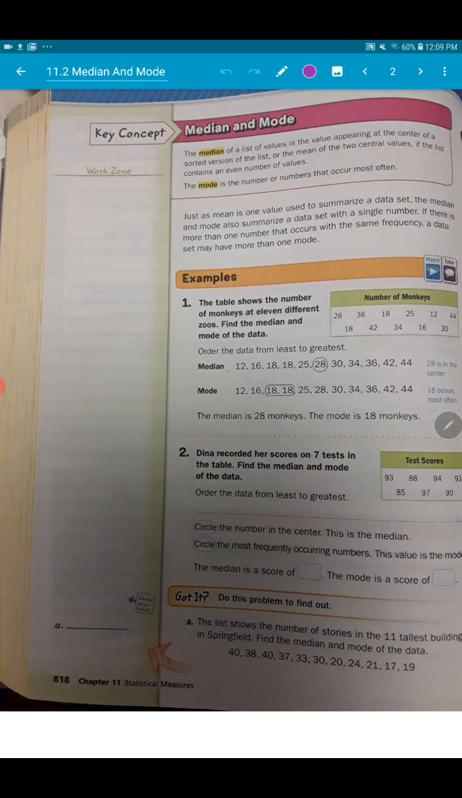So example 1. The table shows the number of monkeys at 11 different zoos. Find the median and mode of the data set. So first what they did is they ordered them from least to greatest. Then they found, by counting out, that 28 is the center of the data set. So 28 is the median. Now the mode, there's only one number that occurs twice, so the mode is 18. Let's move on to number 2.